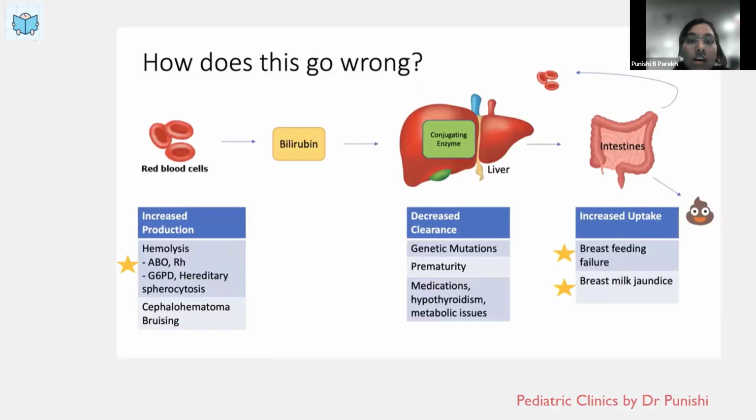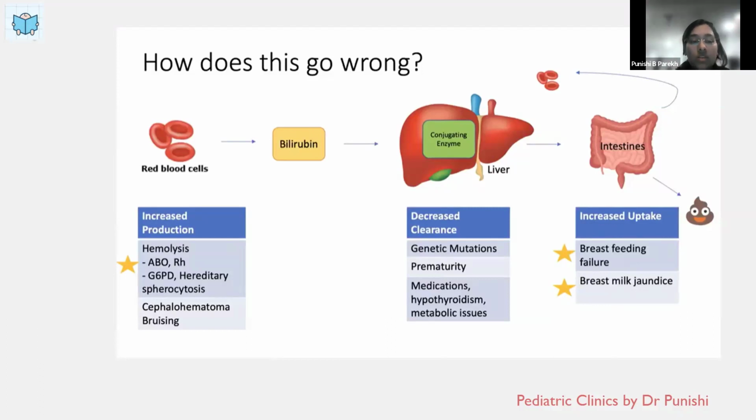Breast milk jaundice. What happens in certain individuals is that the breast milk has a higher concentration of the beta glucuronidase enzyme, which causes the deconjugation, or conversion of conjugated into unconjugated bilirubin, that we saw in the enterohepatic circulation. So those individuals tend to have their conjugated bilirubin converted into indirect bilirubin, which then re-enters the enterohepatic circulation.